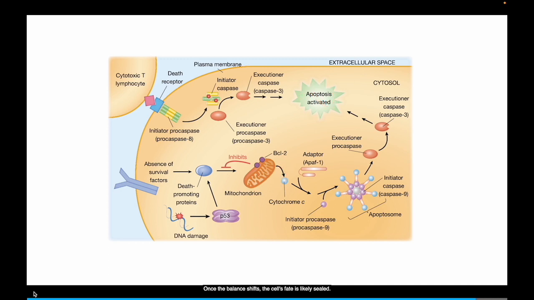Proper regulation of apoptosis is critical in all cells. Defects in these pathways can have profound impacts by altering embryonic development or promoting autoimmunity.